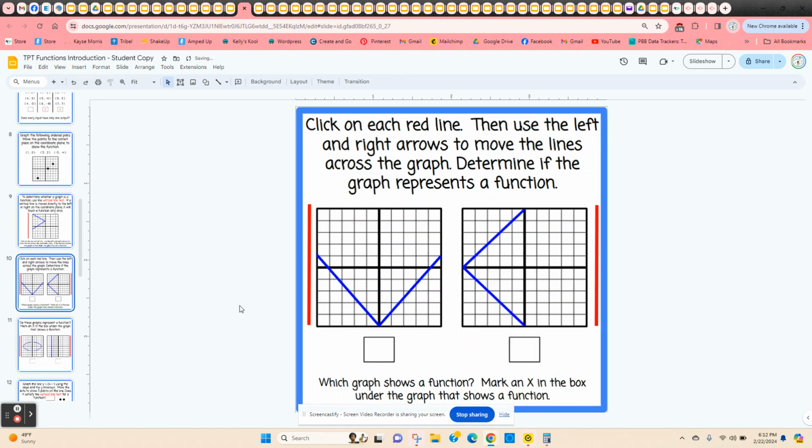The next slide, we've got two more. Here again, they click on the red line and then the right arrow. Here they can see this one is a function and only touches the graph one time. So they're going to put an X in the box. This one, we're going to use the left arrow on the keyboard. And it is not a function because it touches more than one place.